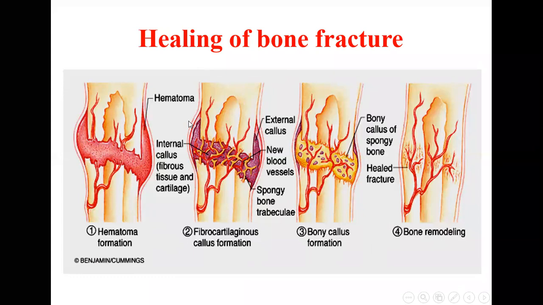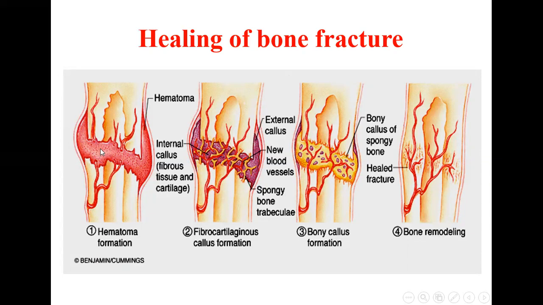Initially, when there is a fracture, there will be rupture of the blood vessels, and there will be hematoma formation. This is the blood oozing out. So this is called hematoma formation. In the next stage, there will be fibrocartilage callus formation. Slowly from this hematoma there will be formation of callus, external callus, internal callus everywhere. There will be fibrous tissue and cartilage being formed. Now it starts healing.